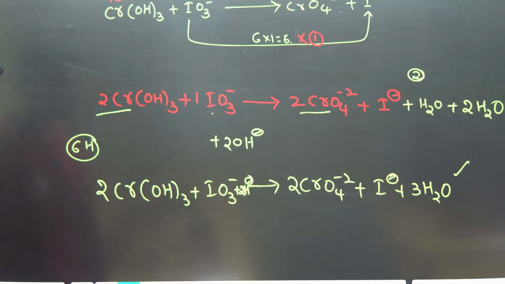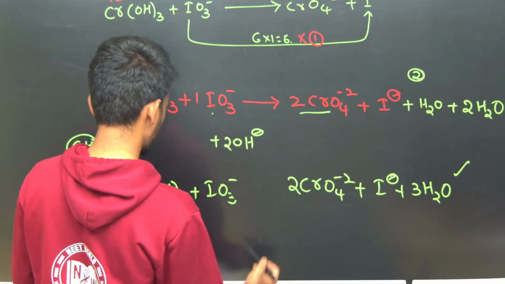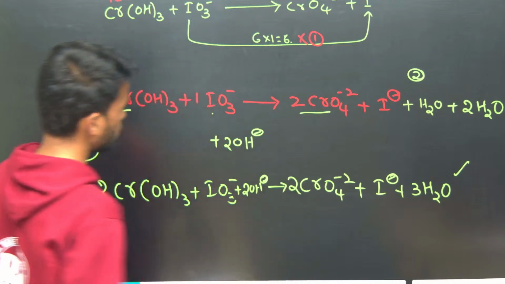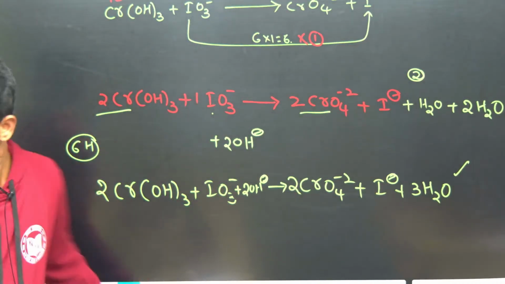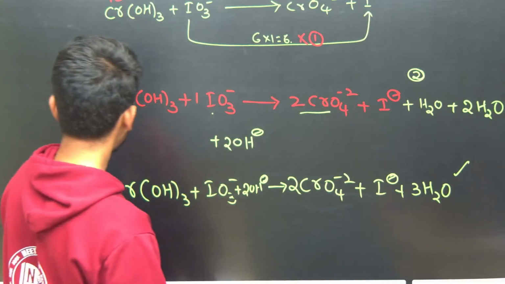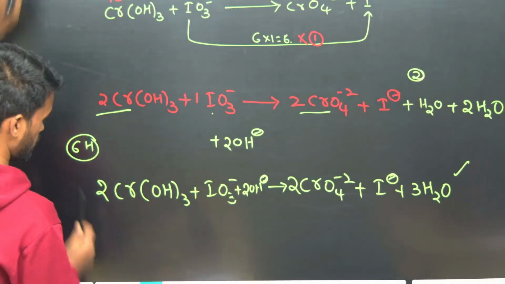So what is missing here? 2 OH minus. So now just count how they are. 6 oxygens, 9, 11 oxygens this side, 8, minus 1 oxygens that side.